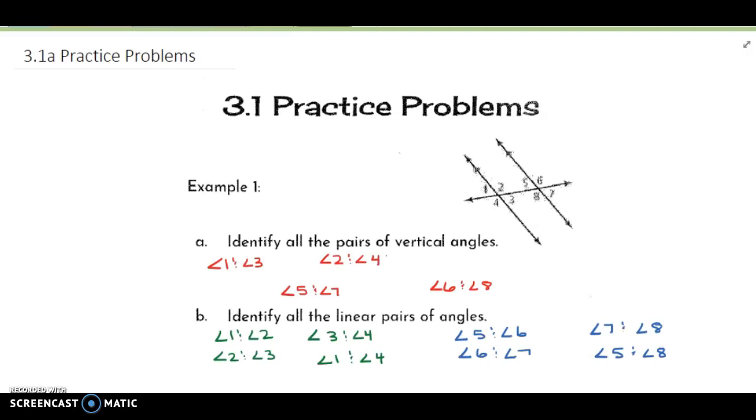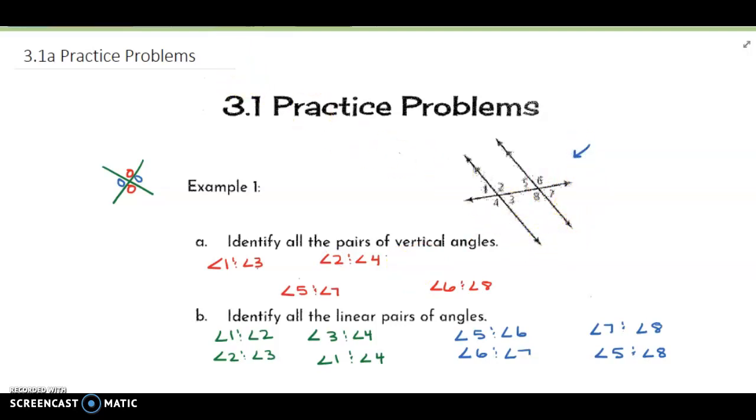All right, guys, here are the answers to these. Now, if you recall vertical angles, when two lines cross each other, vertical angles are opposite sides of the X. So like this angle and this angle would both be vertical angles. Or this angle and this angle would both be vertical angles. So we would have 4 different pairs of vertical angles in this one diagram.